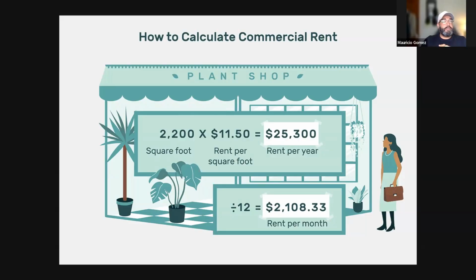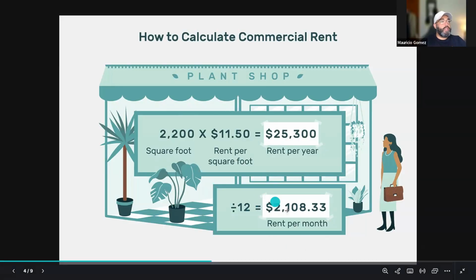Let's say that the space that you're renting out or leasing out is 2,200 square feet and it's $11.50 per square foot. You never include triple net in your calculations. Your commissions will mostly always be only on the base rent. So that's why we only have the $11.50 per square foot, which comes out to about $25,300 per year. Divide that by 12, that's how much your rental is.